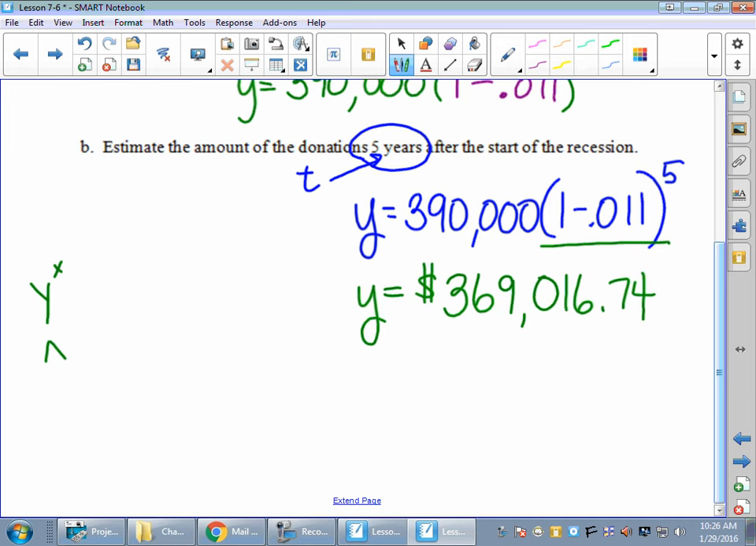So 5 years later, if it continues to decrease, they go from $390,000 in donations to $369,000 in donations because it's exponential decay. They're getting less money than previously. If you didn't get that answer from the calculator, you got your equation set up, make sure you talk to me so that we can work through the calculator part.